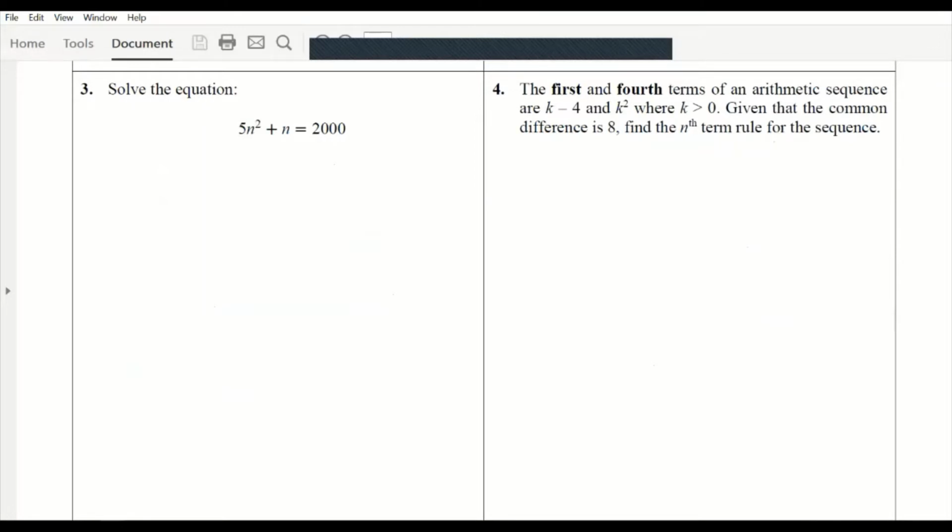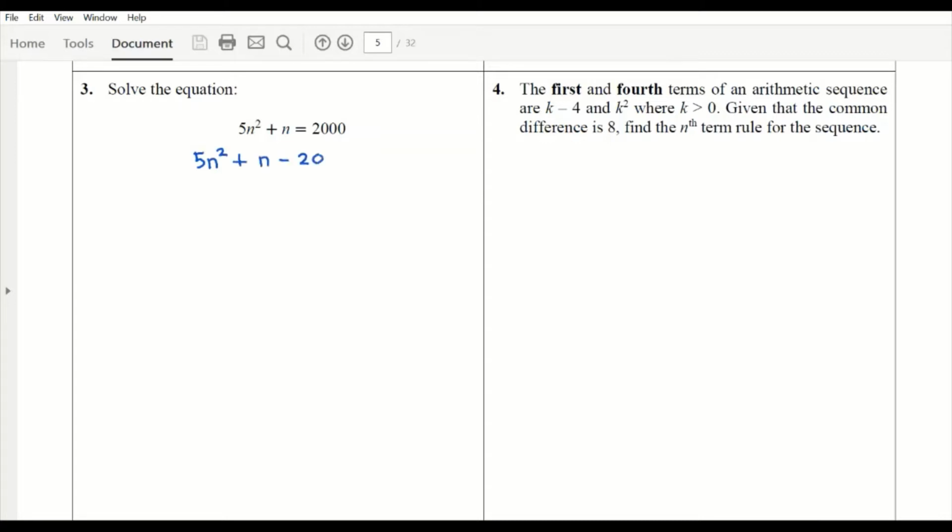Now, for question 3, we're asked to solve a quadratic equation. So we just need to rearrange this, make sure everything is in the form that's required. So we have 5n squared, add n, subtract 2000. And this is, of course, going to give us 0. Okay, I think we can use our calculators for this one.